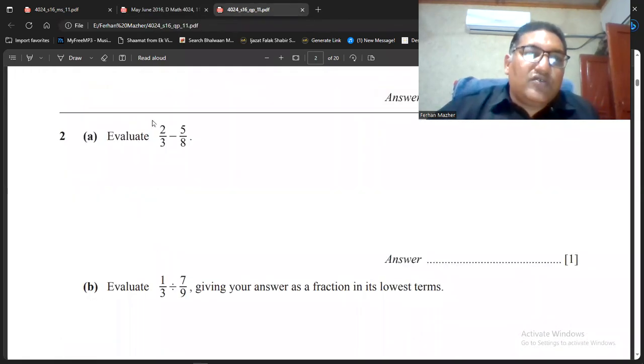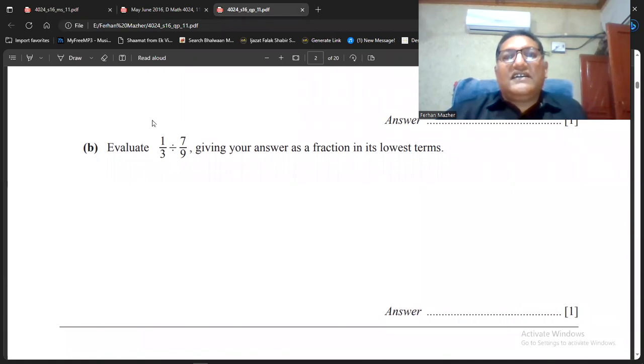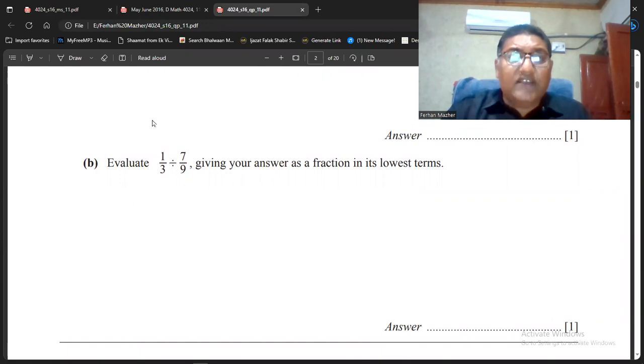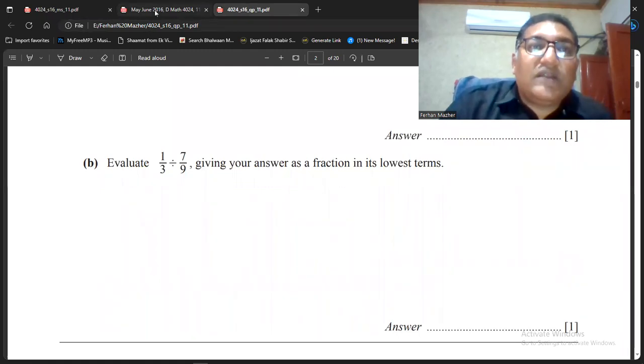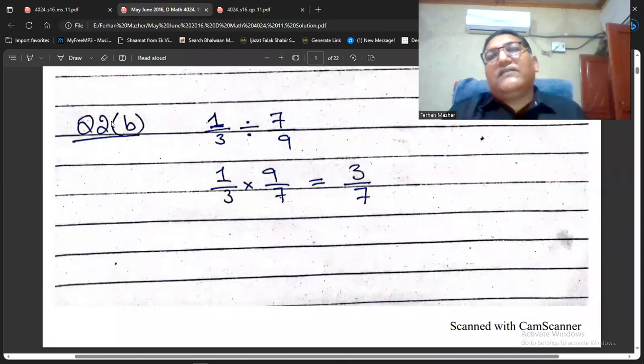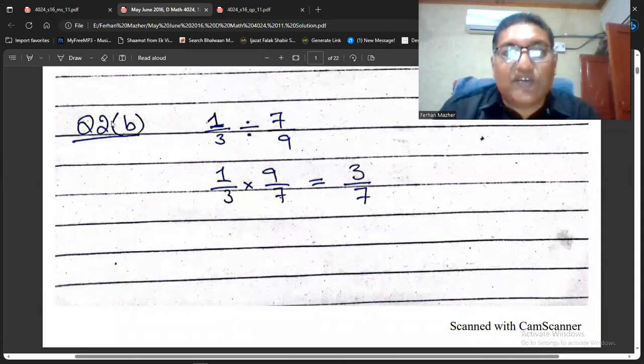Okay, question number 2, it's a B part. He says evaluate 1 by 3 divide 7 by 9, giving your answer as a fraction in its lowest terms. So we have two fractions, they are dividing. So if you have two fractions and they are dividing, what we do is convert that divide sign into a multiplication sign. And when we do that, the fraction right after the division sign, that fraction reciprocates.